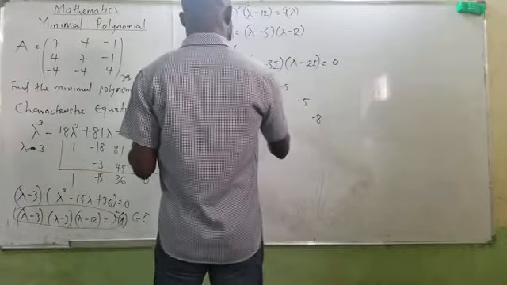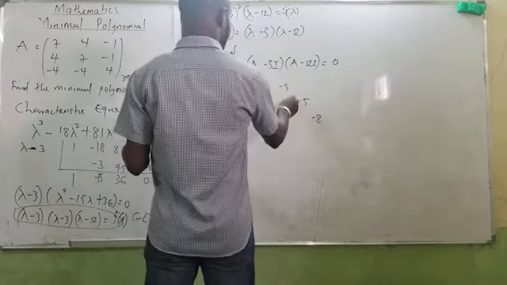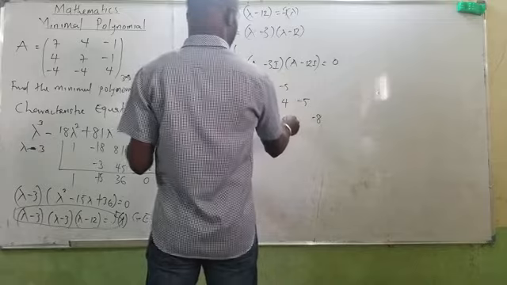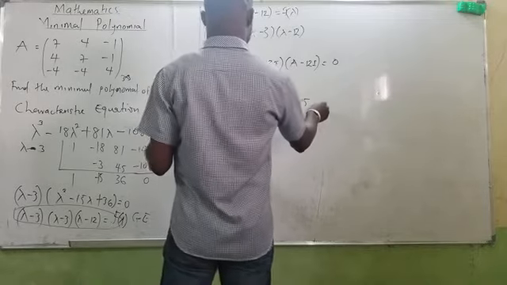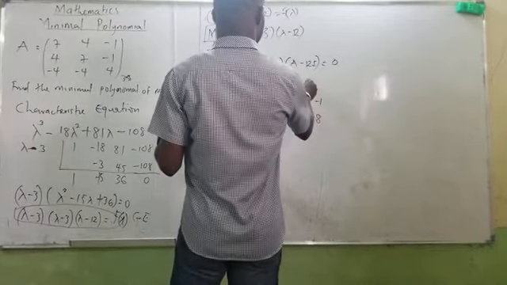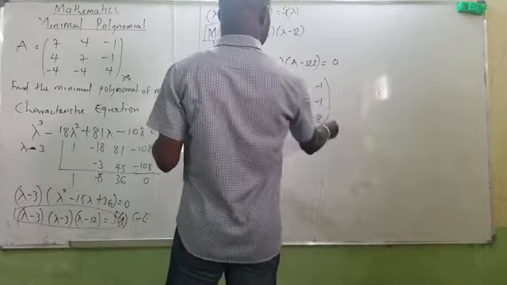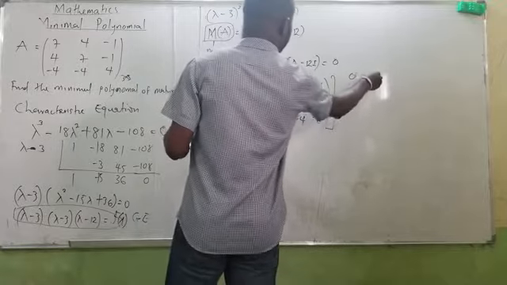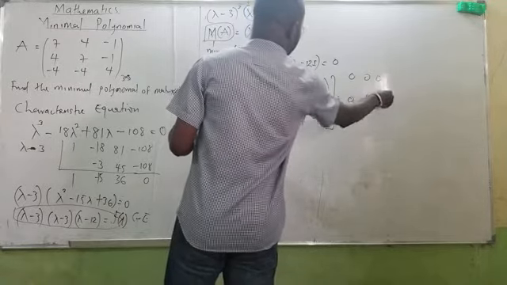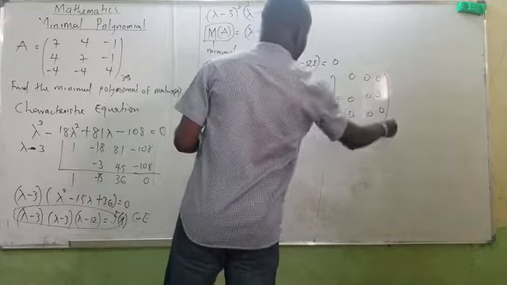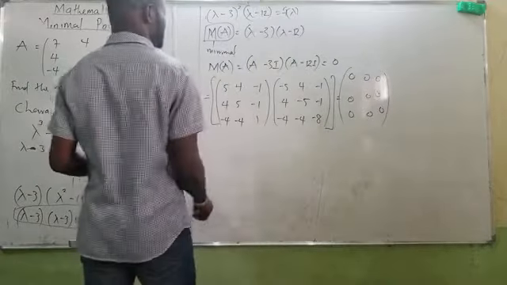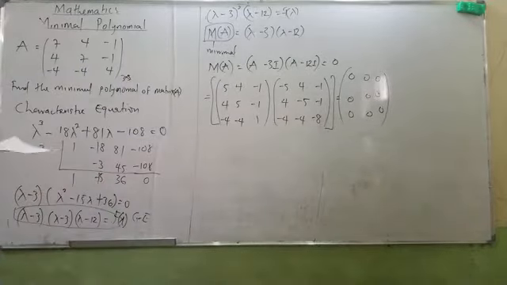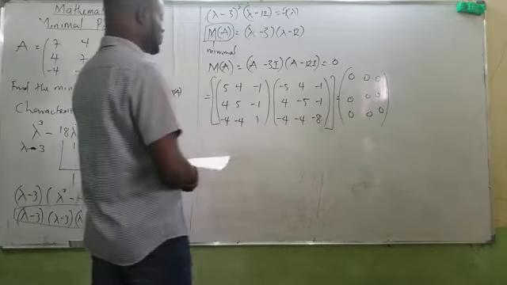Now, I repeat that again, which will be 4, minus 4, minus 1, 4, minus 1. Now, can it be equal to the zero matrix, 0, 0, 0, 0, 0, 0? If it is yes, it means that is our Cayley-Hamilton theorem. Okay, by looking at this, I think it will be yes.